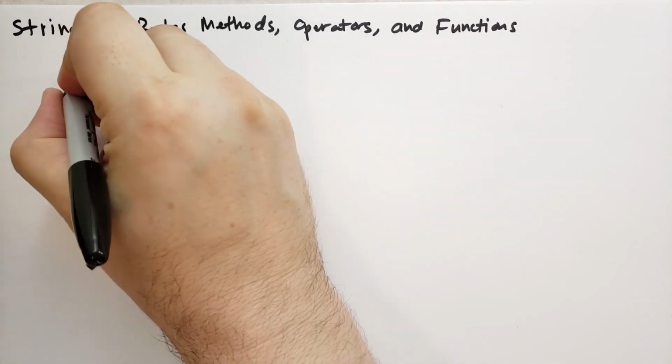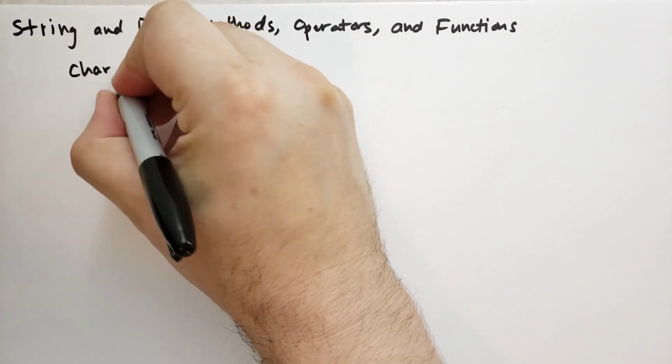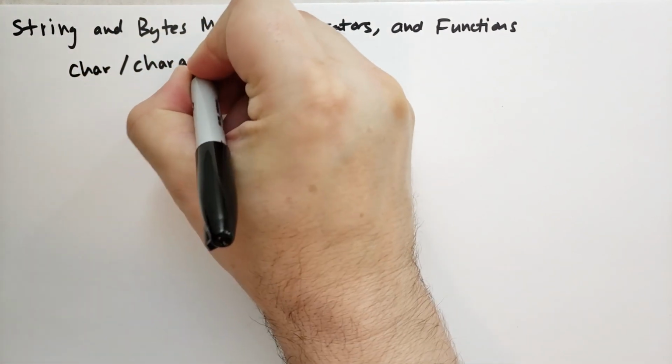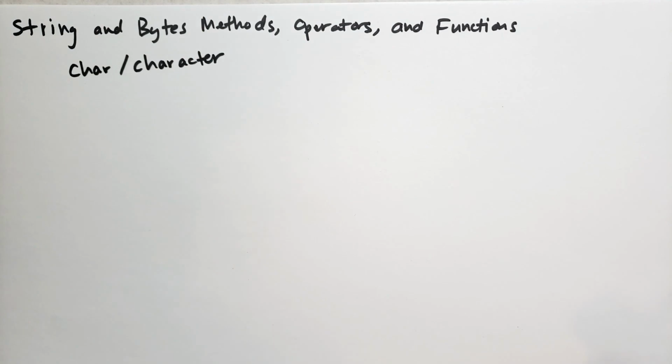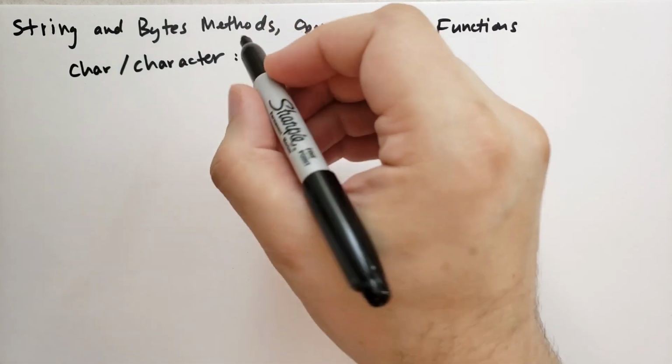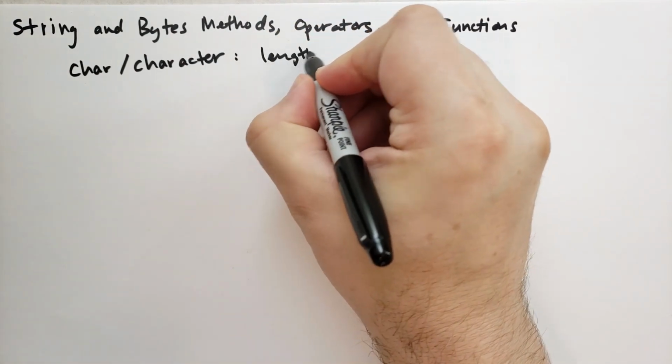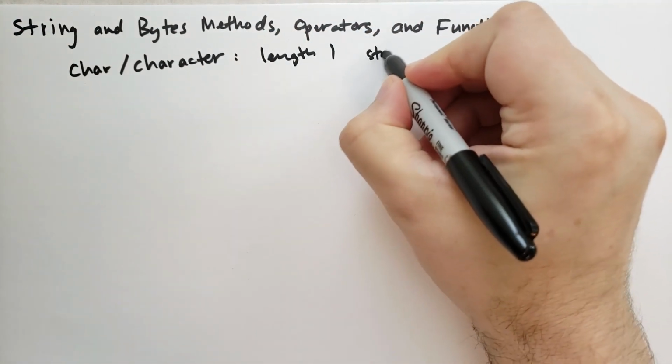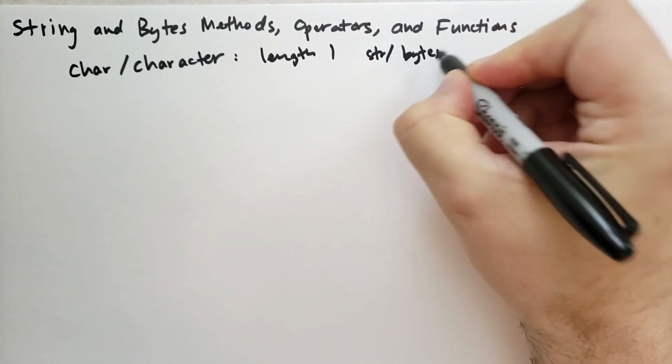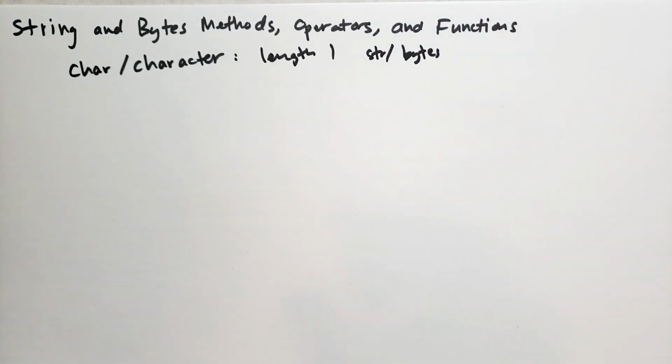First, a bit of terminology. You might have heard of something called a char or a character. Python doesn't have a special type for chars or characters, and for a string and a byte, it's going to mean different things anyway. So this is just a length one string or byte. For a string, it's going to be a Unicode code point. And for a byte, it's going to be a number between 0 and 255.